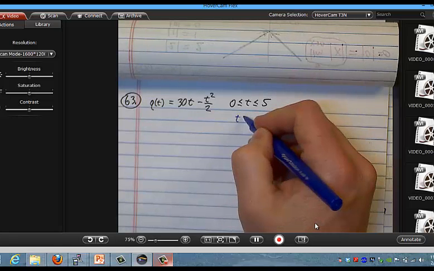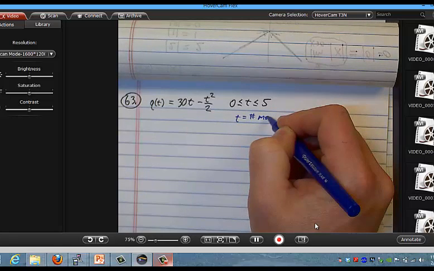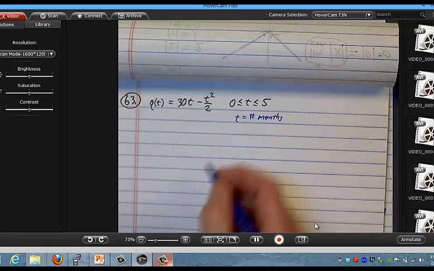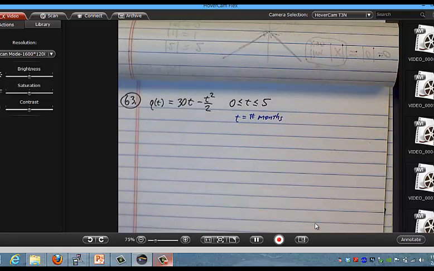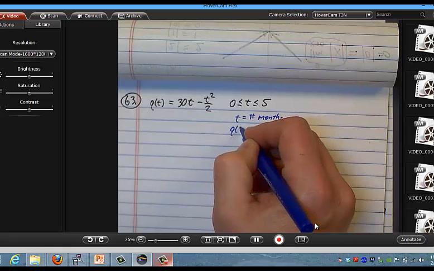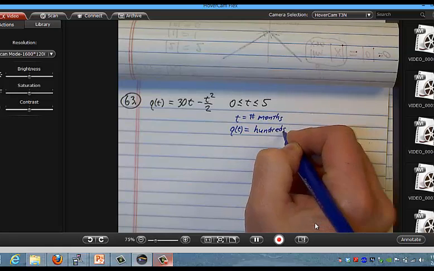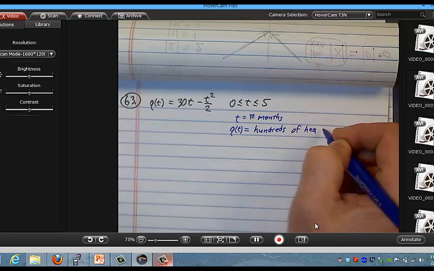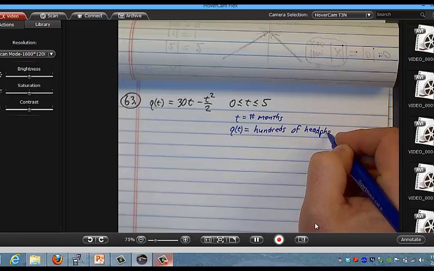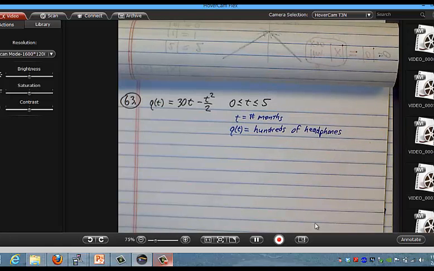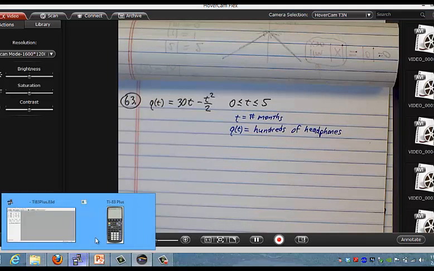So t is a number of months that they've been selling them. And then q of t is in hundreds of headphones. Okay? So that's important to understand, because they're going to ask me to do some interpreting here in a minute. All right? So I could probably sketch a graph of that. I think I will. I'm going to go ahead and take my calculator out, try and do this.